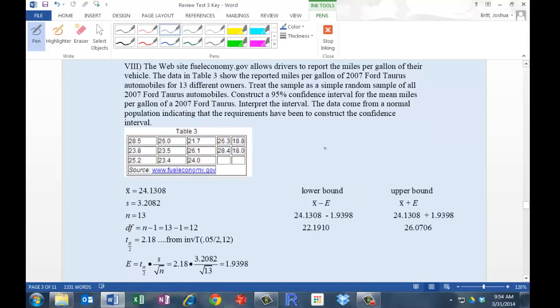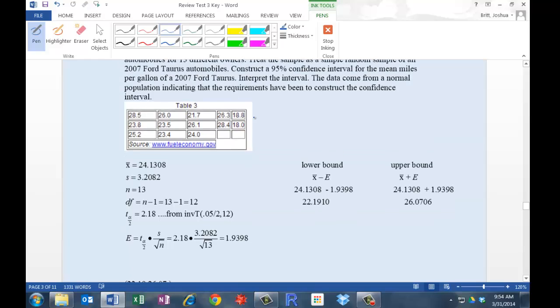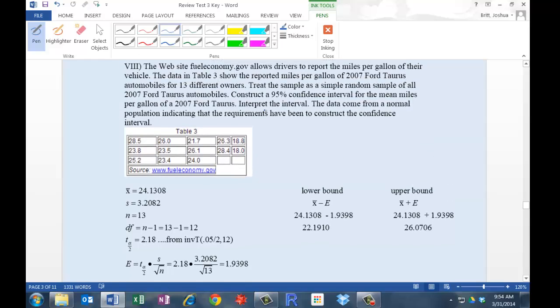Okay, now this time we want another confidence interval for the miles per gallon of a 2007 Ford Taurus. So we want the true value to be within the confidence interval with 95% confidence. So this is for the mean. Remember, this is a confidence interval for the mean. This points us to x bar, not p hat.